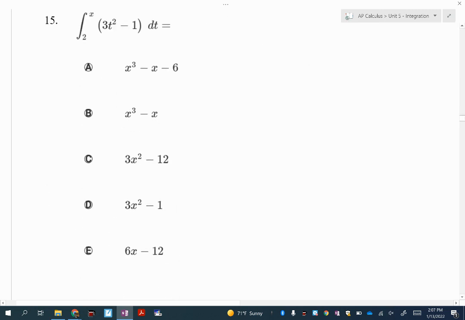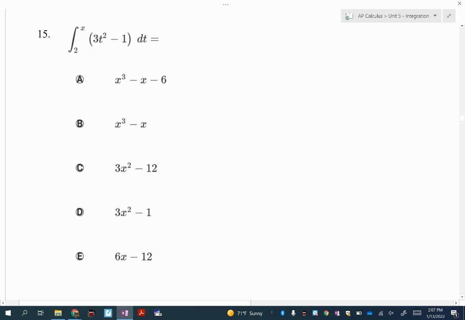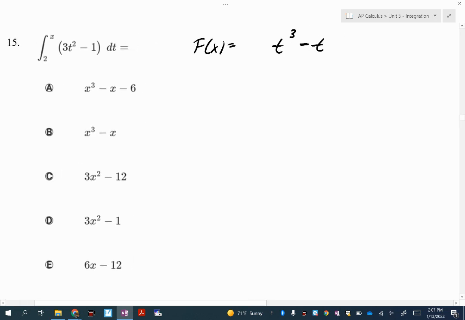All right, 15. It wants us to find the integral from 2 to x of 3t squared minus 1. So I'm going to integrate 3t squared minus 1. The antiderivative of that is going to be t cubed, which gives 3t squared, so that's good, minus t. And then I'm going to plug in x into this. Let me make that f of t, I apologize. So plug in x here, and then plug in 2.